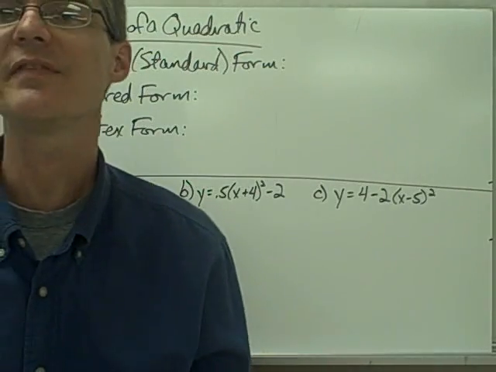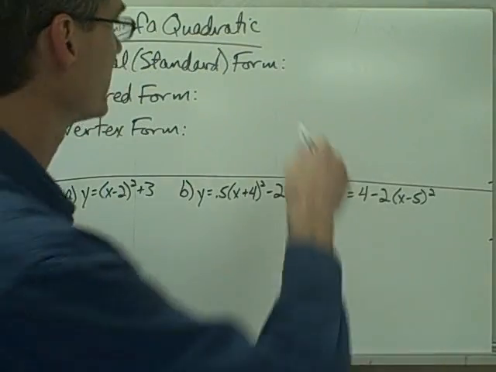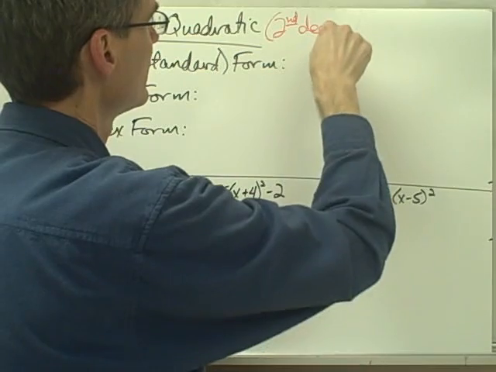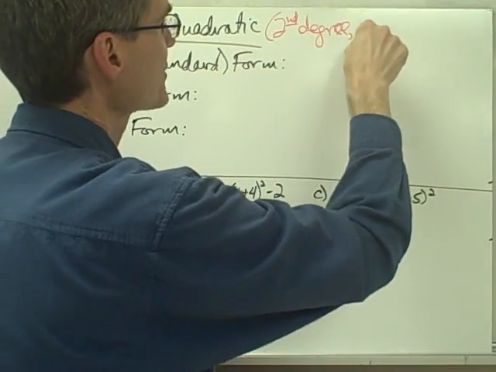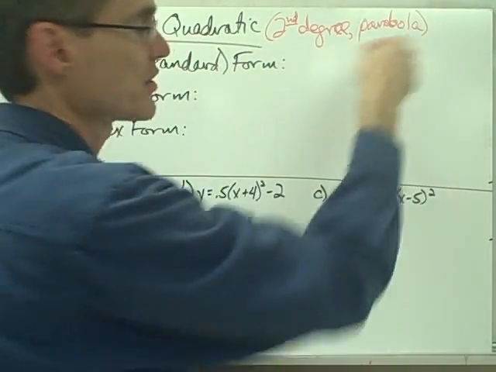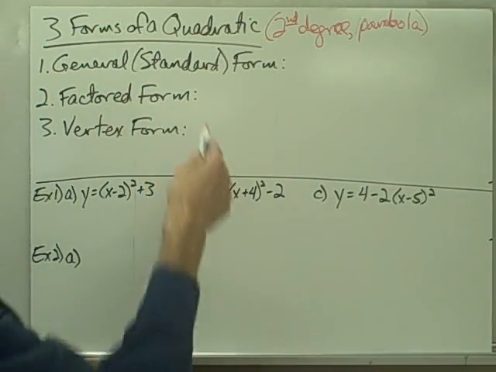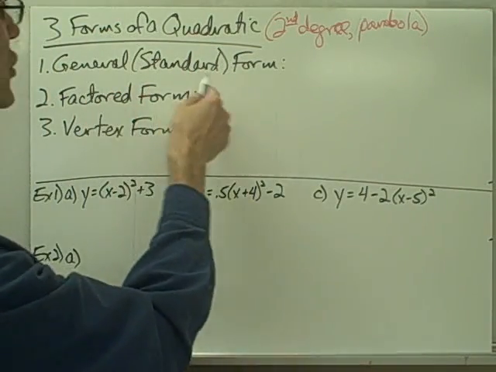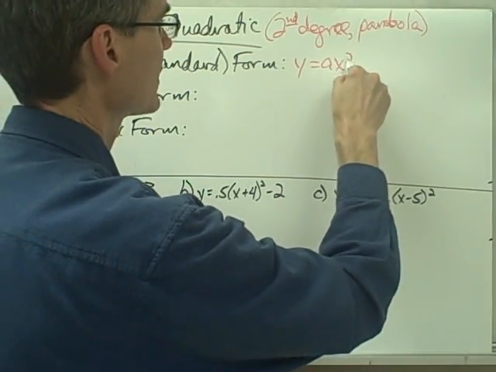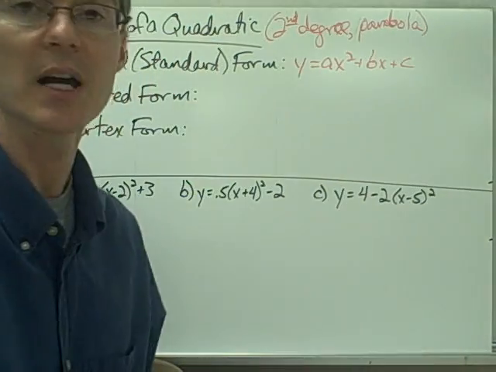Now we're going to talk about the three forms of a quadratic polynomial. And remember, a quadratic polynomial is sometimes also called a second degree polynomial. It's also sometimes just referred to as a parabola, since that's the shape of the graph that a quadratic polynomial makes. And there are three different forms of a quadratic polynomial. The general form, or the standard form, looks like this. Y equals ax squared plus bx plus c, where a, b, and c are some constants.